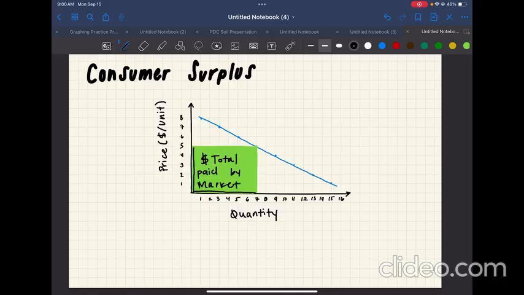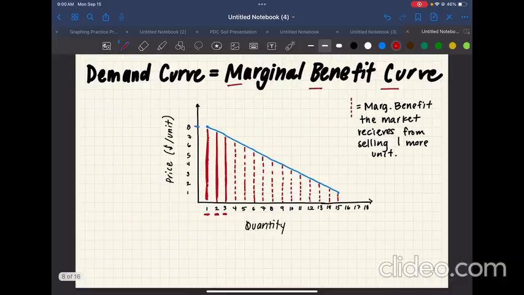That green rectangle. Okay, so consumer surplus. If we price our item at $5, that means that most people who are buying it are getting more benefit than what they paid for it. Remember over here on our marginal benefit curve, each one of these lines is the benefit that customer decides they're going to get from the product.